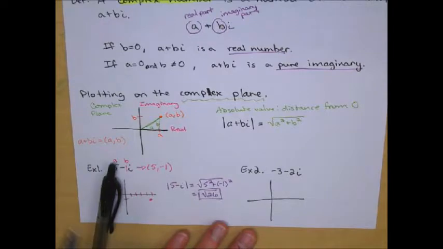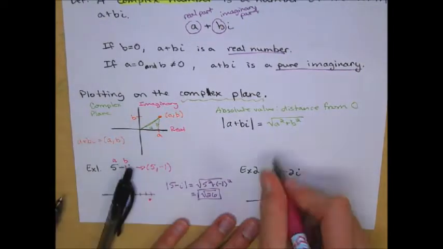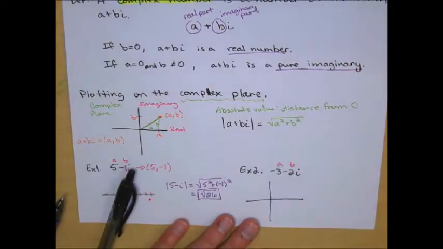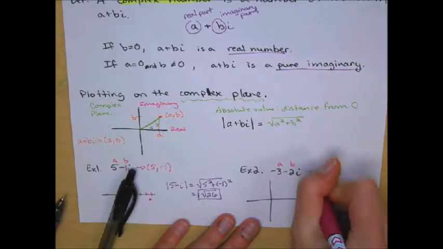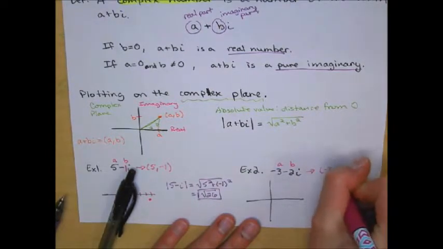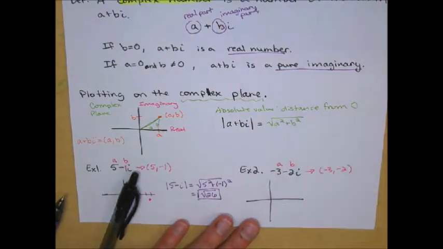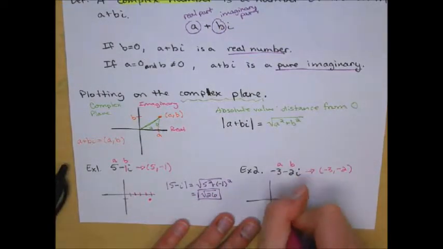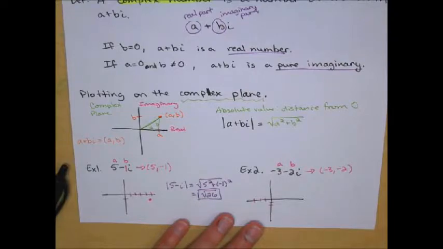Number 2, we have our A and our B. So we can think of this as negative 3, comma, negative 2. Negative 3 on our real, negative 2 on our imaginary axes. Here's our coordinate. That's where our number is.